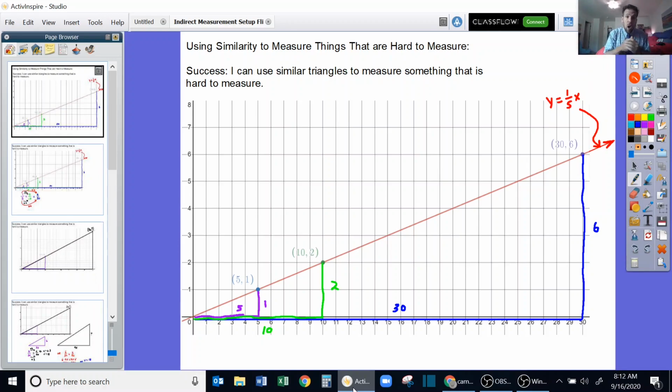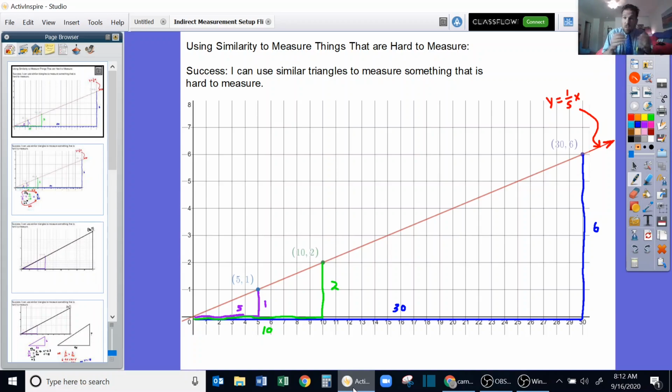So here we're going to walk you through some basic examples into a real application that I think will resonate with you. So here we go. I'm going to start out with this example and just anchor in the idea of what success looks like. Remember that what we're trying to get to is we want to be able to use similar triangles to measure something that's hard to measure. And remember, the way that we led into this idea was by thinking about a line and thinking about slopes and slope triangles.